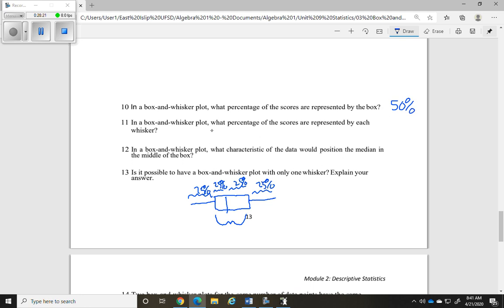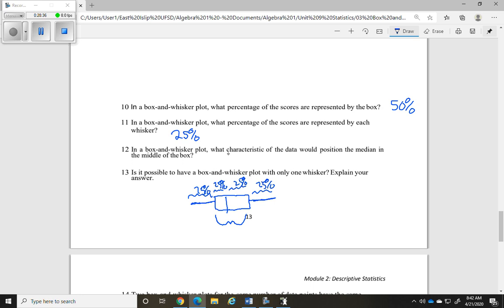In a box and whisker plot, what percentage of the scores are represented by each whisker? This whisker has 25%. This whisker has 25%. Each whisker shows 25% of the data.